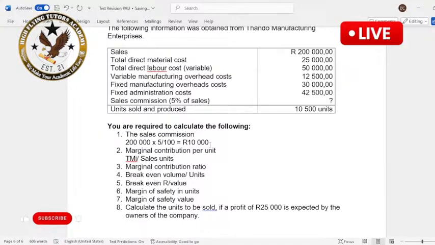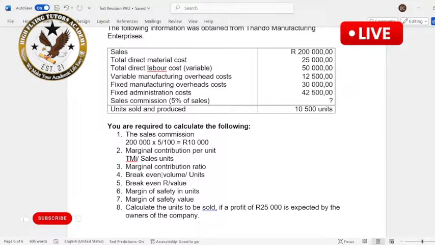That means you have to prepare the what? You have to prepare the marginal income statement. All right? I don't know if you guys follow. You have to prepare the marginal income statement.